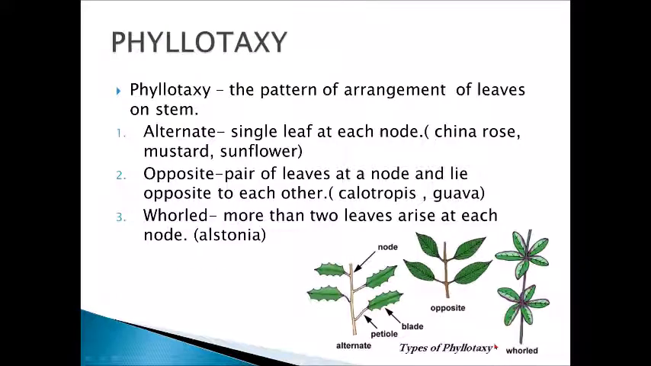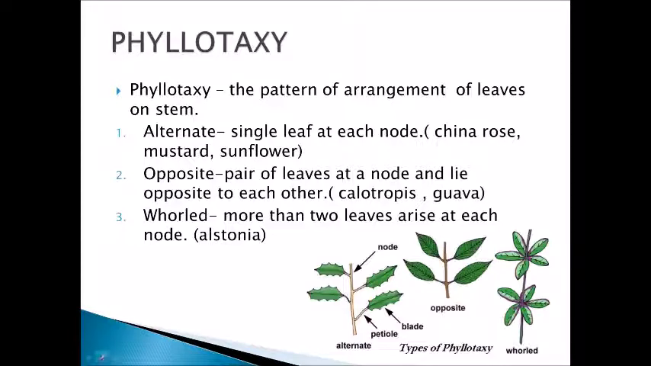Next part is phyllotaxy. Phyllotaxy means the pattern of arrangement of leaves on stem. How the leaves are arranged on the stem. First type is alternate. In this, single leaf arises at each node.